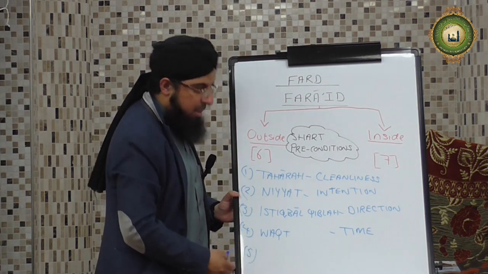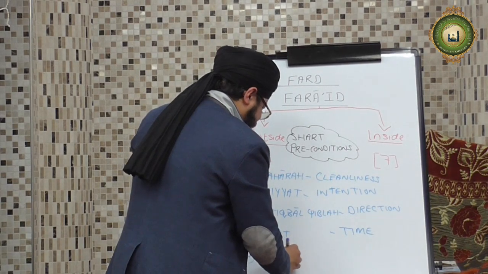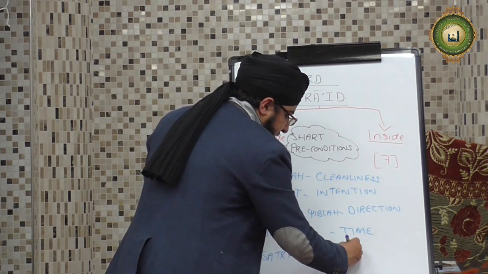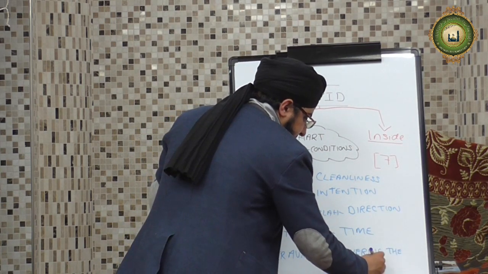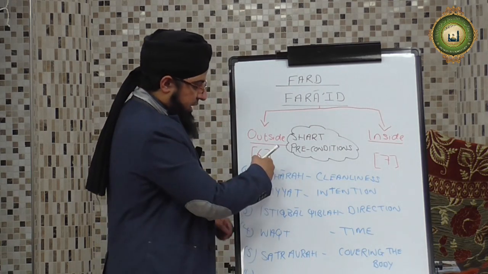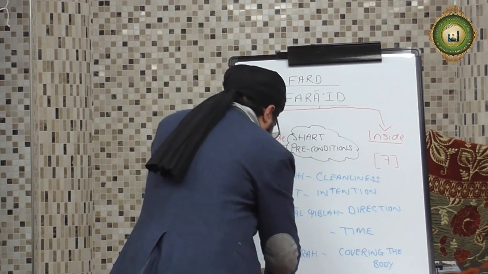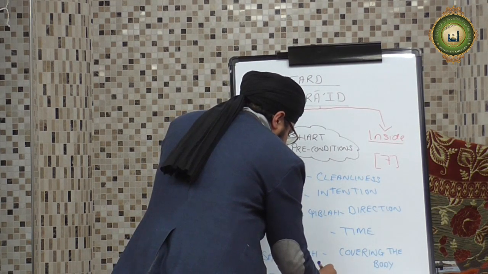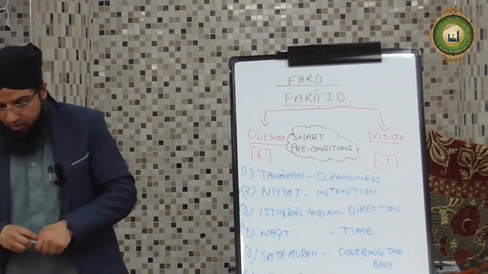Fifth one, satr awrah, excellent, mashallah. The satr is to cover, awrah is a part of the body which needs to be covered, covering the body. And the sixth one is basically part of outside and inside. Takbir tahrima. Okay, I'm going to go through the basic rulings of each of them, inshallah.